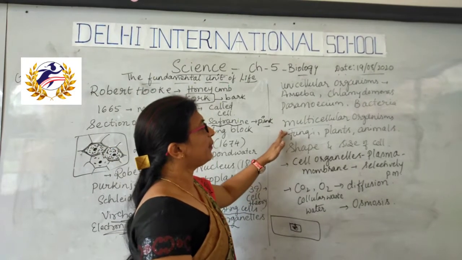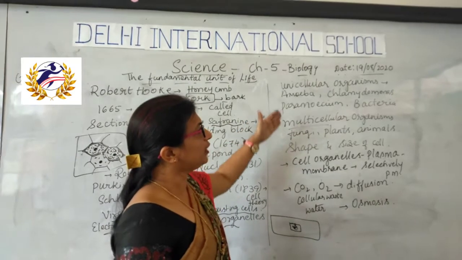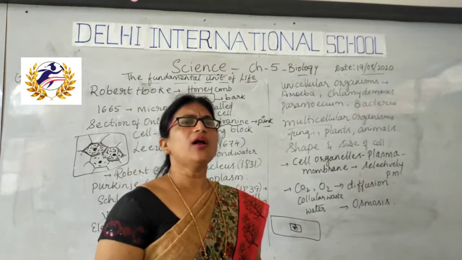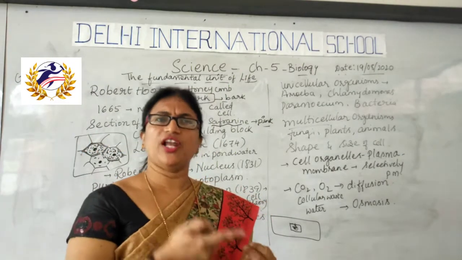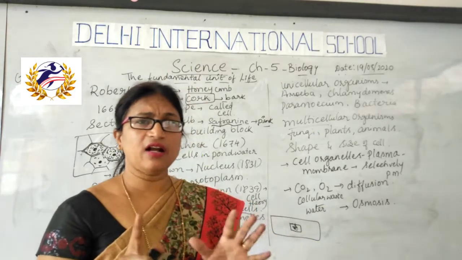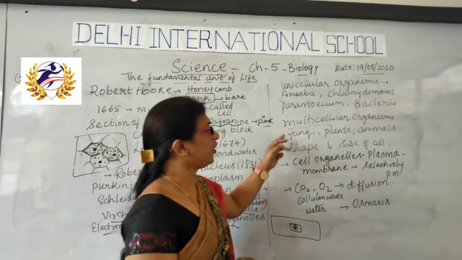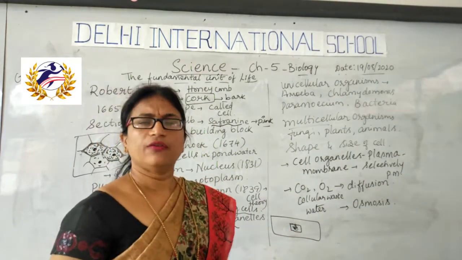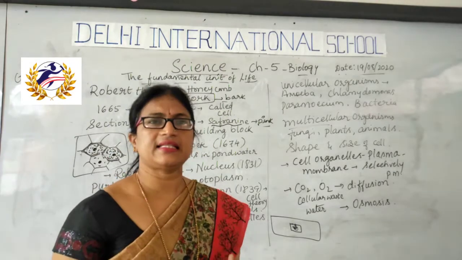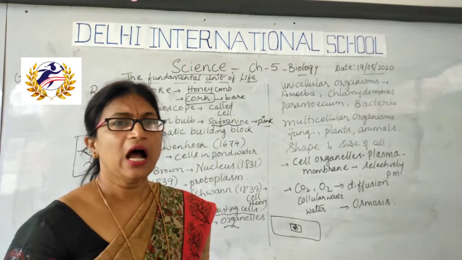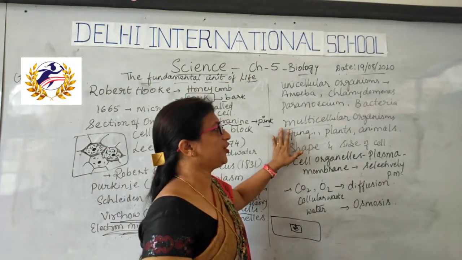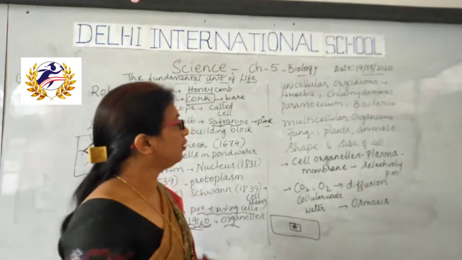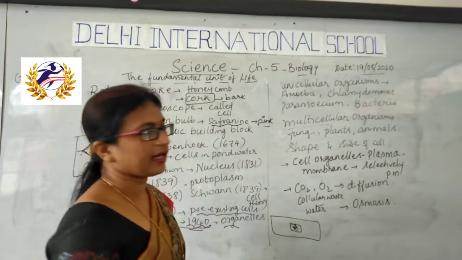So then, what are multicellular organisms? What is the difference between unicellular and multicellular organisms? In a unicellular organism, almost all functions like respiration, digestion, and circulation are handled by the single cell only. Whereas in a multicellular organism, there are different systems, different organelles, and different organs to perform the functions. For example, fungi, plants, and animals are called multicellular organisms.